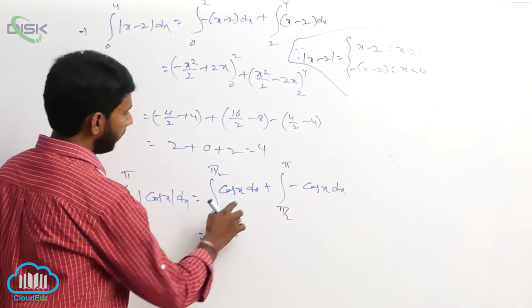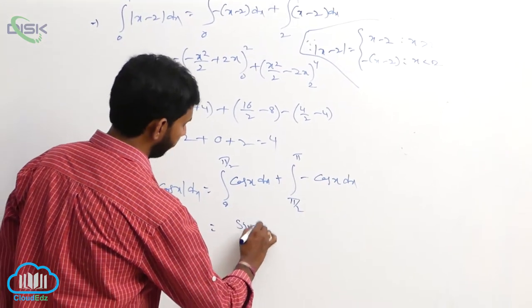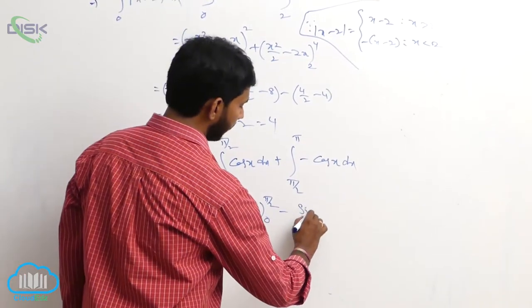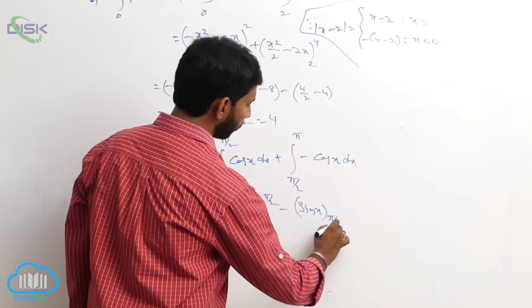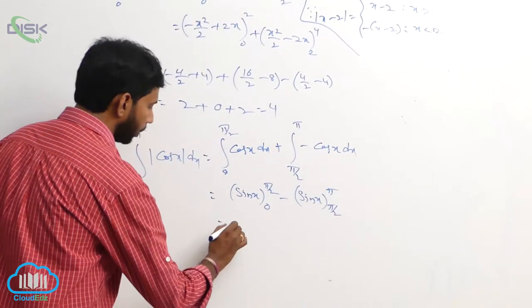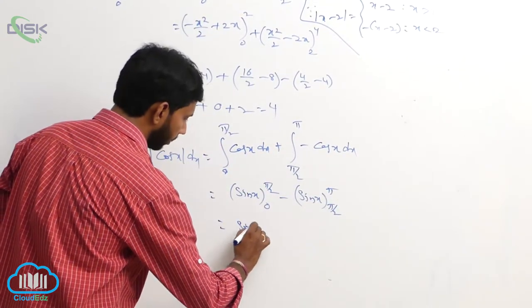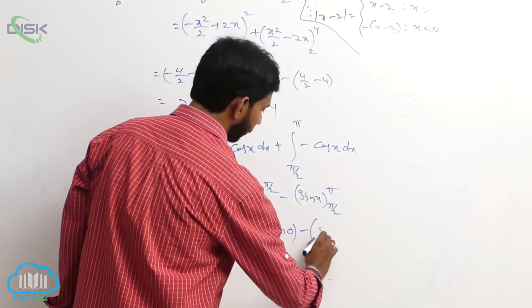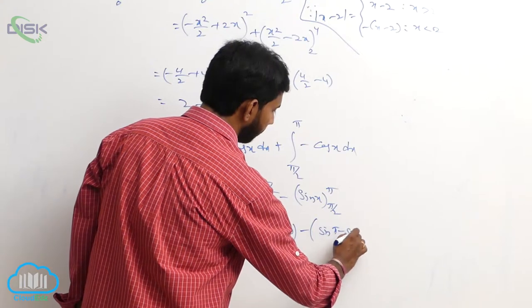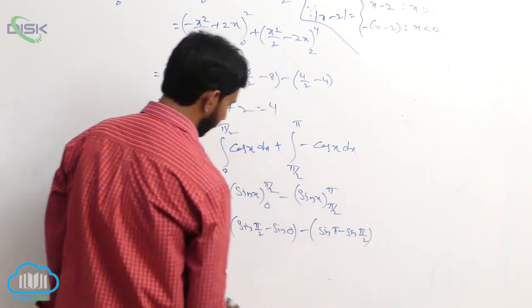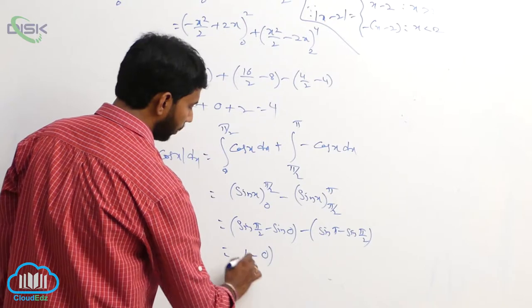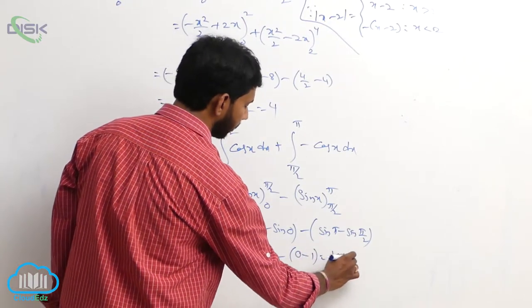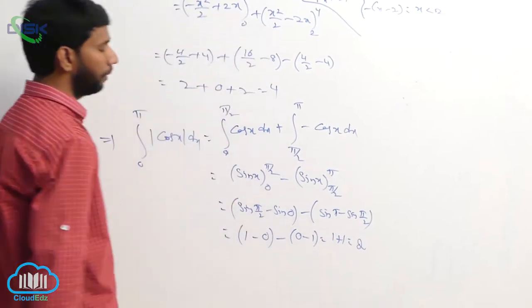minus cos x dx. The integral of cos x is sin x, limits 0 to pi by 2, minus sin x, limits pi by 2 to pi. Substitute the upper limit: sin pi by 2 minus sin 0, minus of sin pi minus sin pi by 2. Sin 90 value is 1, sin 0 value is 0, minus of sin 180 value is 0 and sin 90 value 1 is 1, plus 1 is equal to 2. The value is equal to 2.